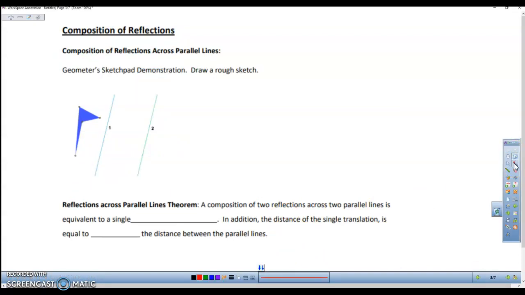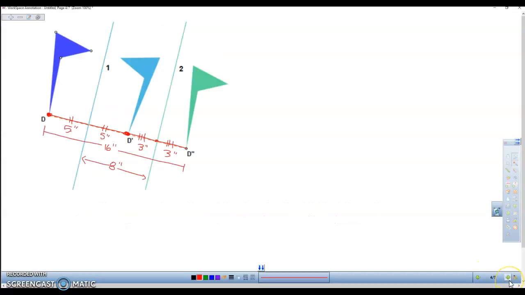A composition of two reflections across two parallel lines is equivalent to a single translation. In addition, the distance of the single translation is equal to double or twice the distance between the parallel lines. And again, you have that example. Hopefully, you draw that sketch on the space provided in your notes.